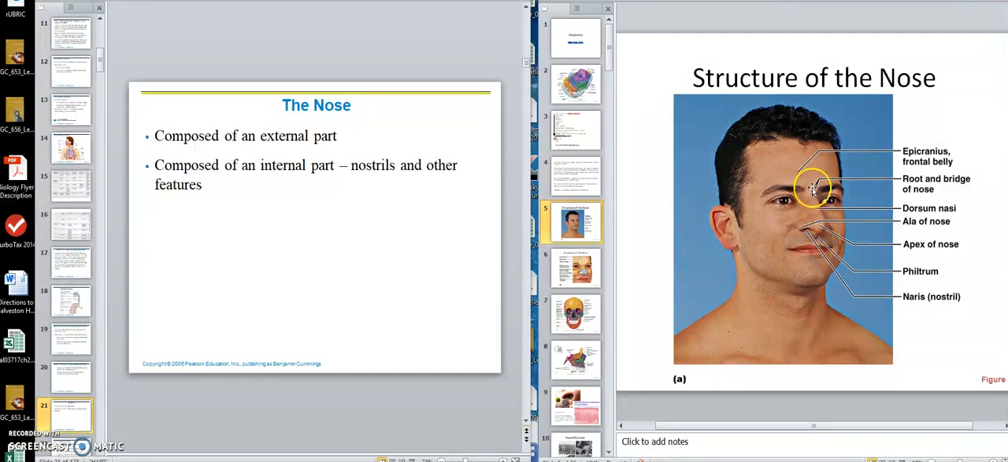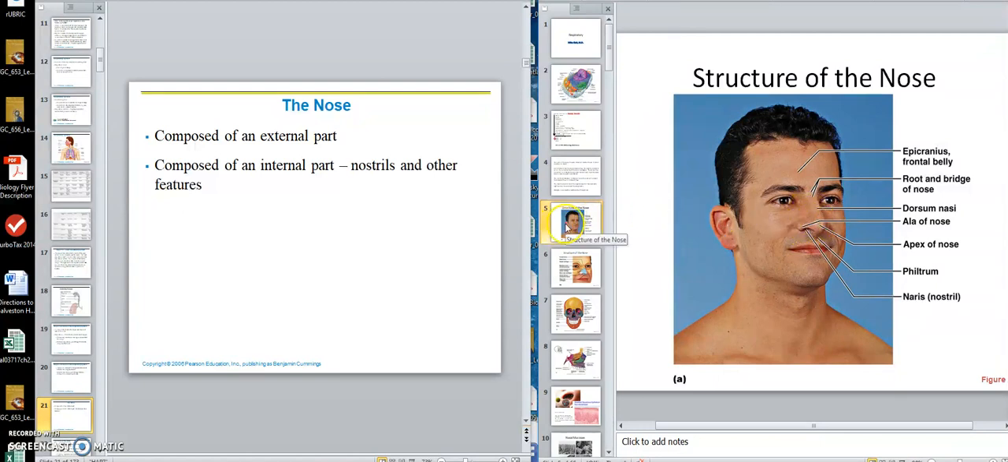So this is the root or bridge of the nose. See underneath, we'll see in a moment, that's the nasal bone. But here, all this is cartilage. All this is fibrocartilage, what you see of your nose. Here, of course, are the nostrils, also called the nares, also called the external choanae. So there's a couple of names for that. All right, so that's your nose.